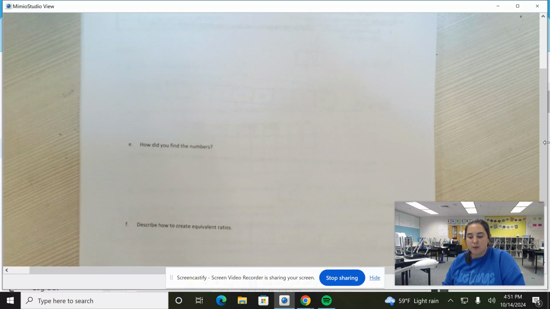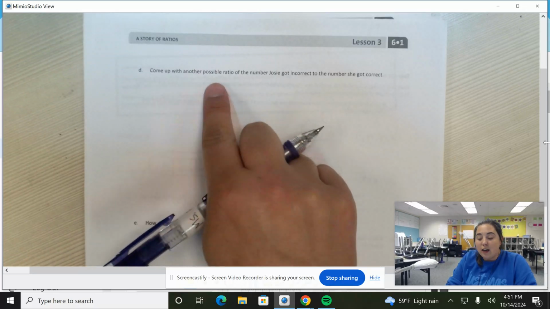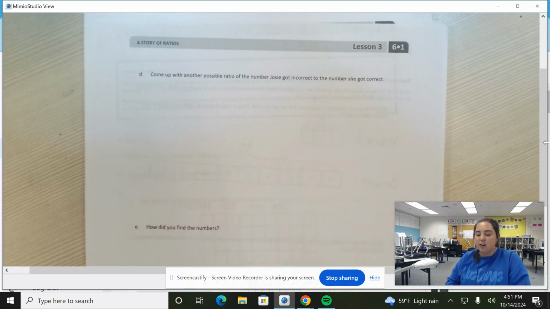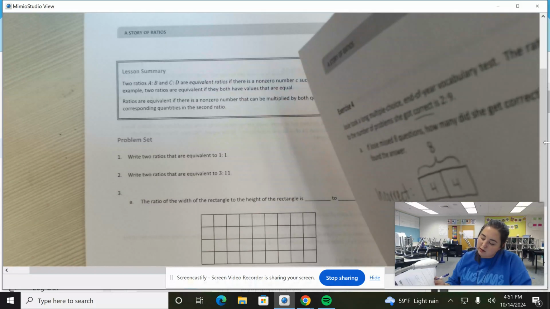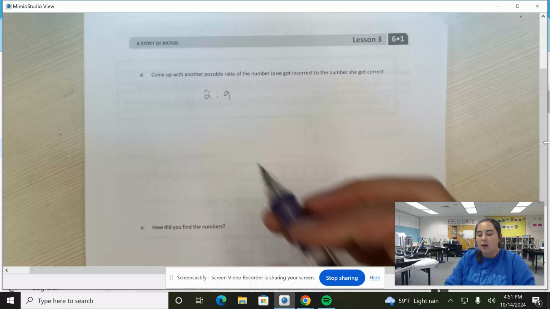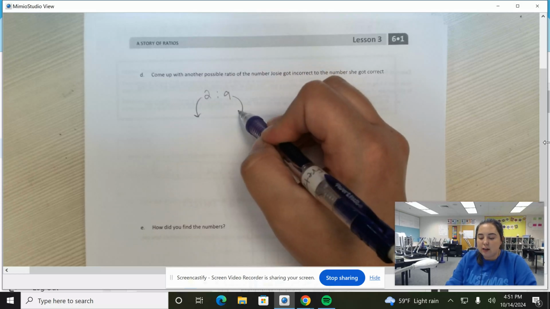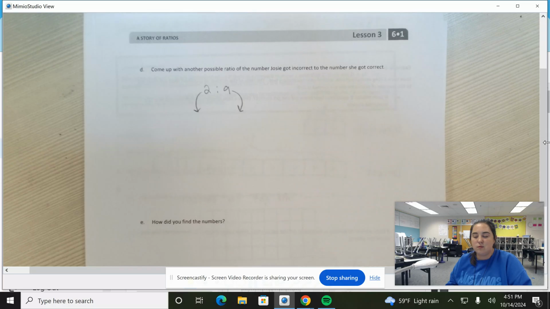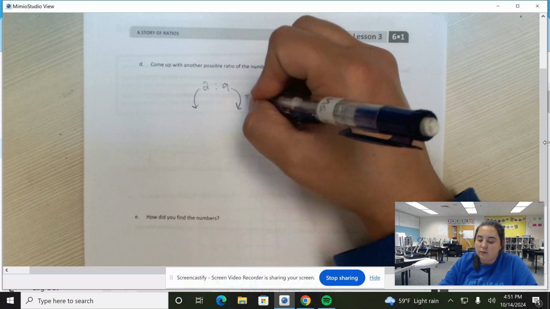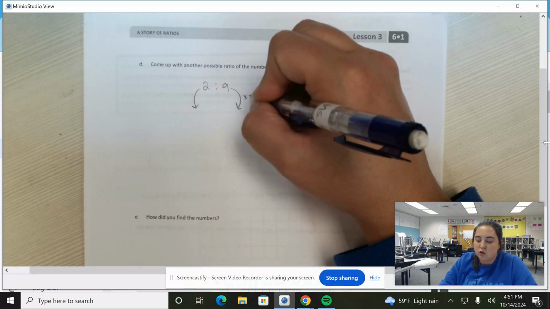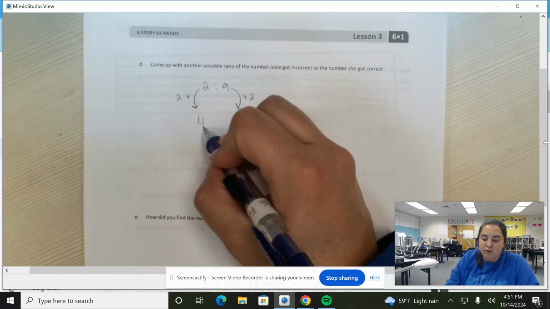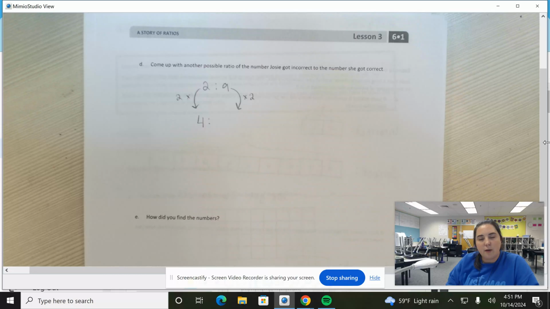All right. Oh, there's the backside. Can you come up with another possible ratio for the number Josie got incorrect to the number she got correct? And we have to make sure it's saying equivalent. So it was 2 to 9. How could you change this to make it stay equivalent? Truly, you could do almost anything. I'm going to do times 2. So if she got 4 questions incorrect, how many correct would she have gotten?